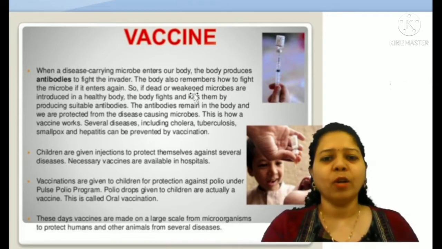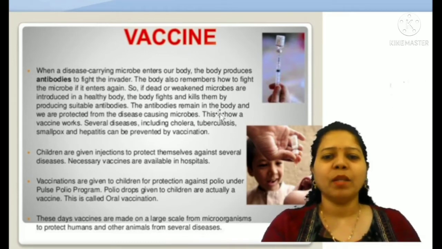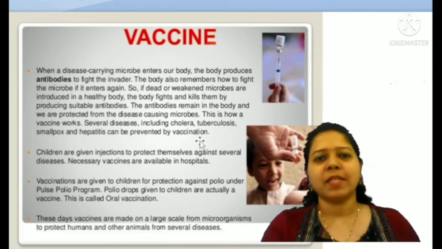So, if dead or weakened microbes are introduced in a healthy body, the body fights and kills them by producing suitable antibodies. The antibodies remain in the body and we are protected from the disease-causing microbe. This is how a vaccine works. Several diseases including cholera, tuberculosis, smallpox and hepatitis can be prevented by vaccination.